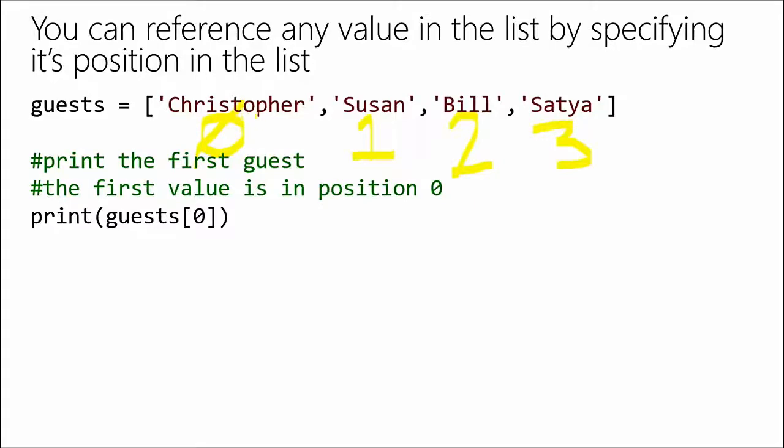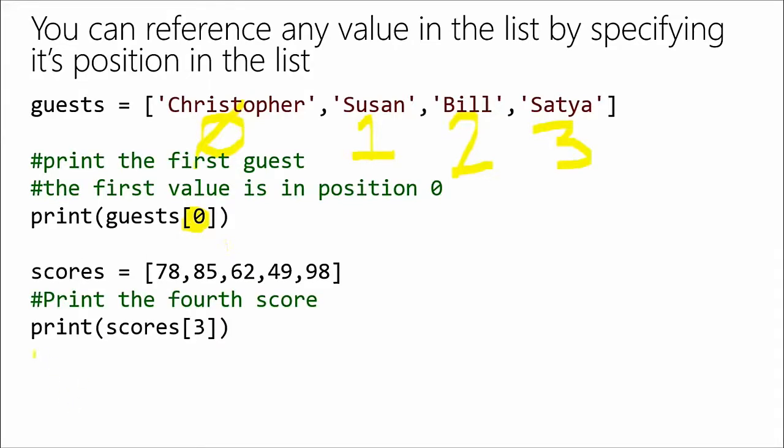But in terms of their positions, if you look at the slide, you can see the reference: if I reference the value in index position 0, that's going to be Christopher. If I specified guest 1, that would be Susan. Guest 2 would be Bill. Guest 3 would be Satya. So at any time you need to, it's possible to say, give me that specific value.